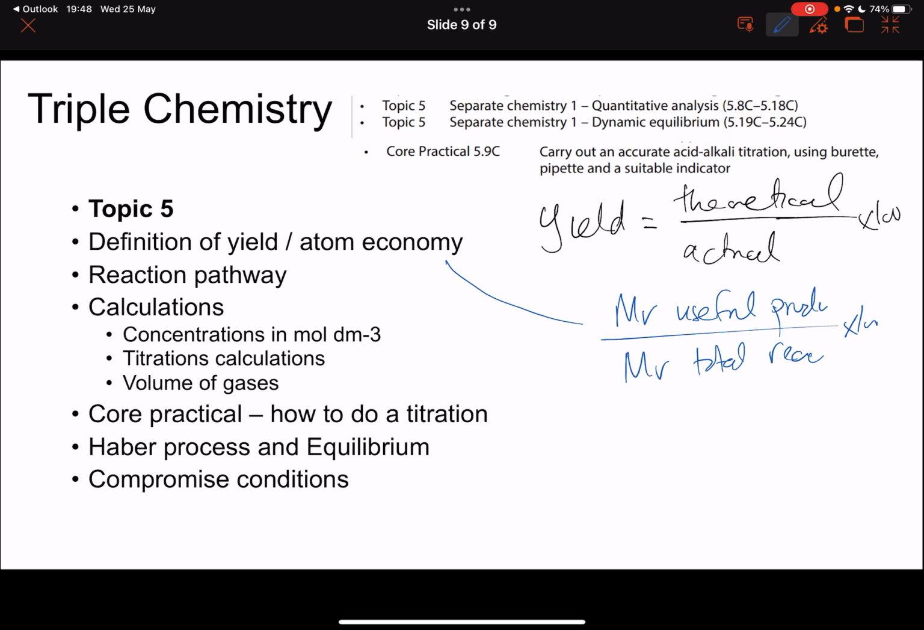We don't get 100% yield because some reactions are incomplete. Not all reactants get used up. There are side reactions that take place, and product is also lost through transfer. Atom economy looks at how efficient a reaction is in making useful products. It's a theoretical concept, by the way. It helps us to look at which is the best way to produce a product.